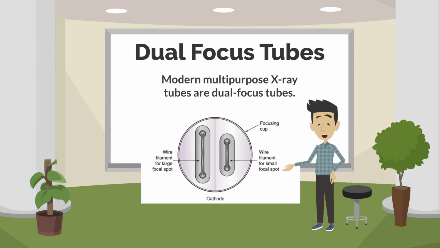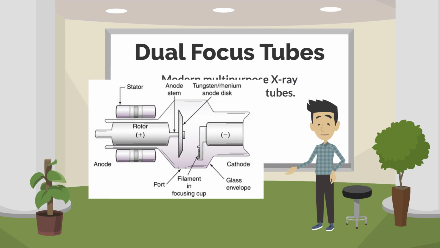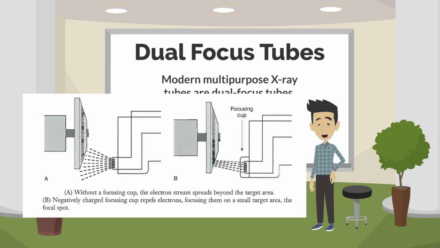Each filament is situated in a hollow area called a focusing cup in the cathode. The focusing cup has a slight negative charge. The shape of the focusing cup and its negative electric charge force the electrons to be repelled in the direction of an exact area on the anode target called the focal spot.